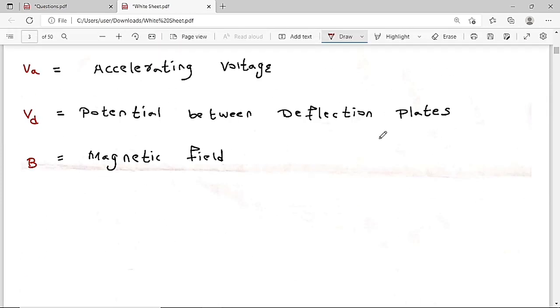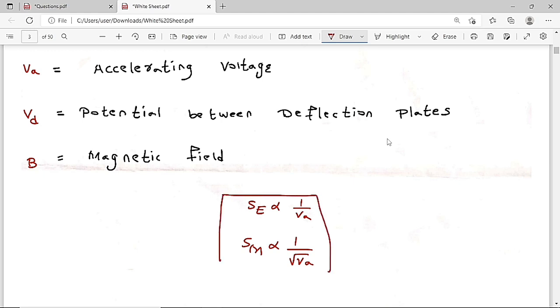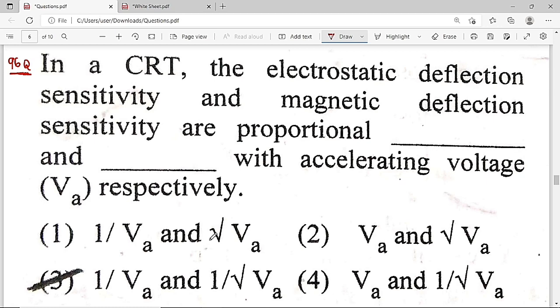Finally, I can say one important thing: the electrostatic deflection sensitivity is always directly proportional to 1 by VA, whereas the magnetostatic deflection sensitivity is always directly proportional to 1 by under root over VA. So this is the conclusion. I have given the direct formulas only. So option C is the correct solution of this question.